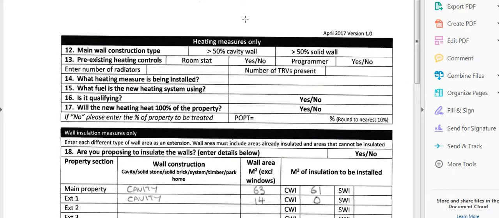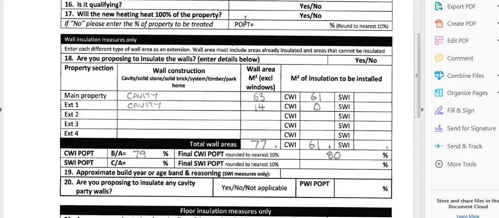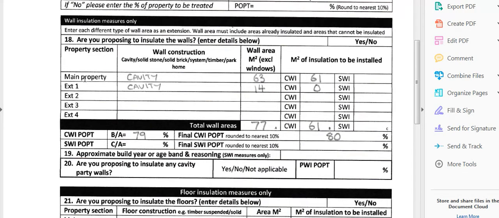So on your Dean score survey sheet, we've got the property sections down the left hand side. What you wouldn't do on this form is start splitting out in these rows the tile hung areas. We're basically talking about the main property and the extension looked at on an individual basis. So if there wasn't any extension on this property, you would only ever have one line for the main building.